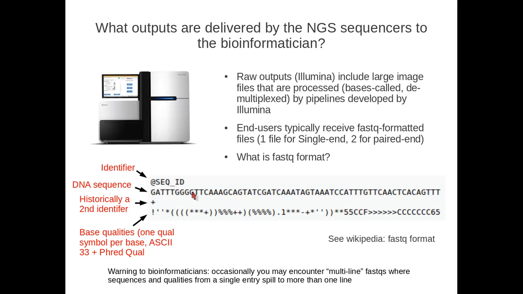You have the DNA sequence, which is a short read, probably 50 bases. I don't know, I didn't count. Historically, there was an additional line here that had an additional identifier, but now we just have a plus here, and then we have the base qualities. These are symbols that represent the Phred quality scores that I talked to you about a moment ago.